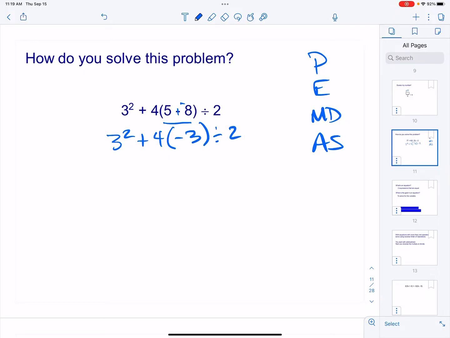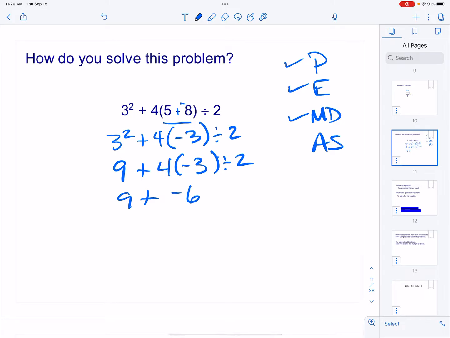So now we're going to move to our exponents. We did our parentheses, now move to the exponents. We know 3 to the 2nd power is going to give us 9 plus 4 parentheses negative 3 divided by 2. Now we're going to move to the multiply divide. So 9 plus, well, 4 times negative 3 will give me a negative 12. And then I immediately divide that by 2, which would give me a negative 6. And now we deal with our add subtract. 9 plus negative 6 gives me 3 for my overall answer.